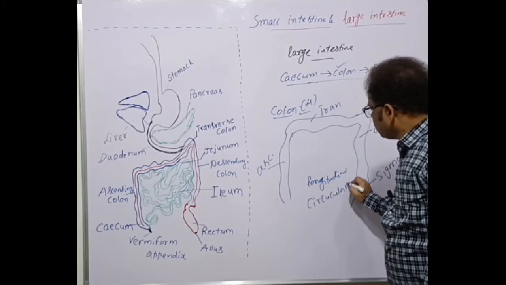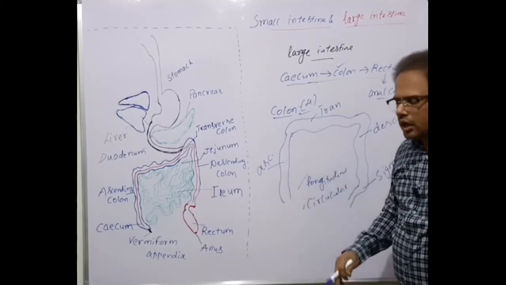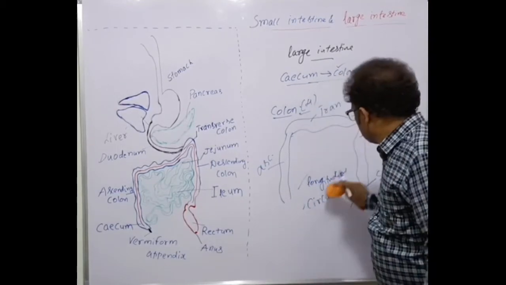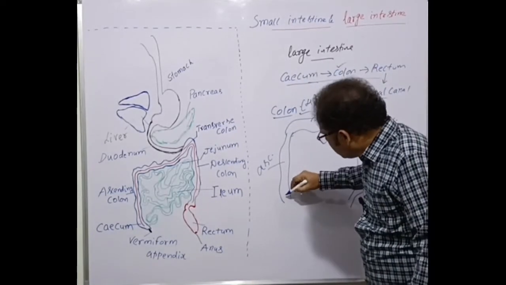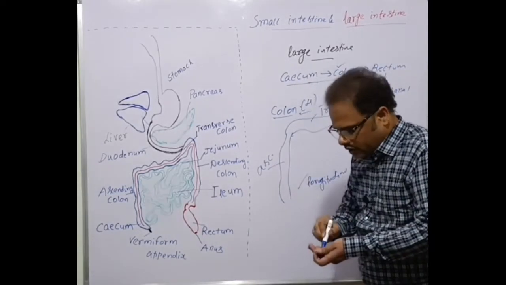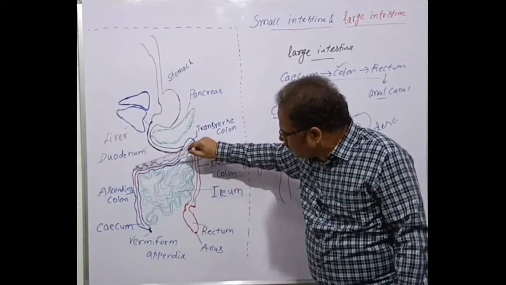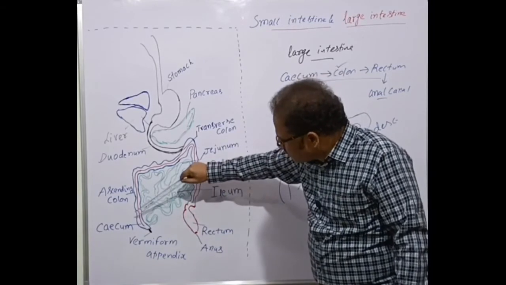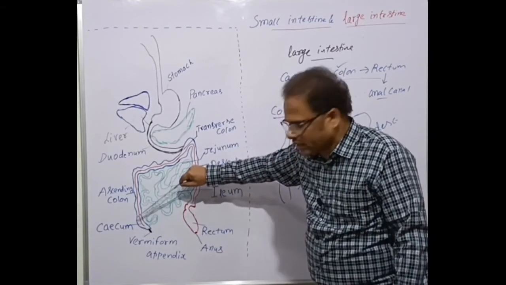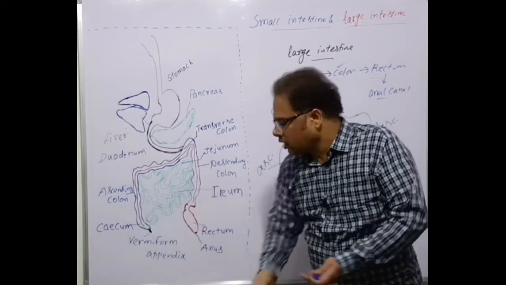The smooth muscles are of two different types, longitudinal and circular muscles. In this one, the longitudinal muscles are modified here as tinea coli. See here the tinea coli present here. This is the ascending, transverse, descending, and sigmoid colon. So this consists of the smooth muscles called the longitudinal muscles. The longitudinal muscles here are called the tinea coli.